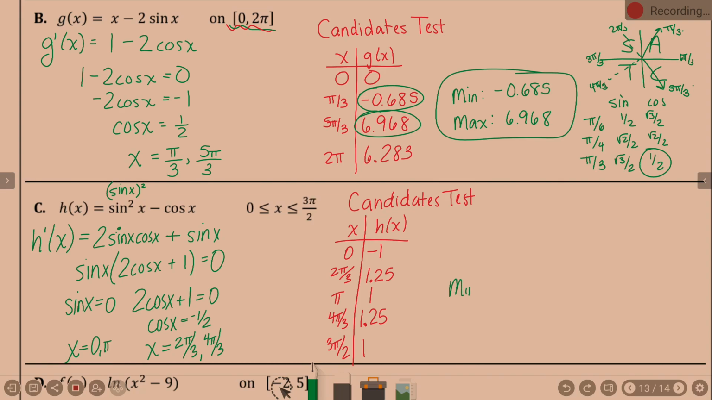What's my min? What's my max? You got a max of 1.25. We got 2 of them, but yep. 2 places the same max happens. It doesn't matter if it's the same. It's still going to be the absolute max, the one place or the highest value. Absolute negative 1. Okay.